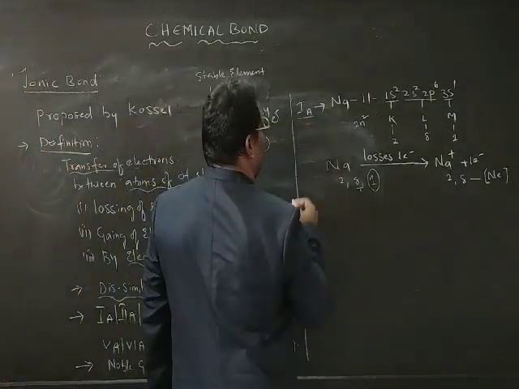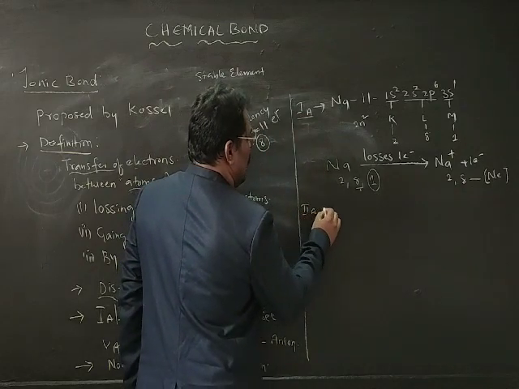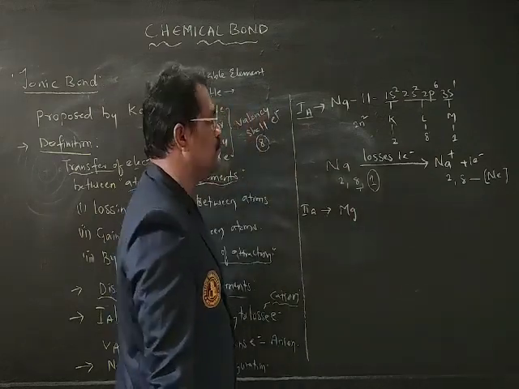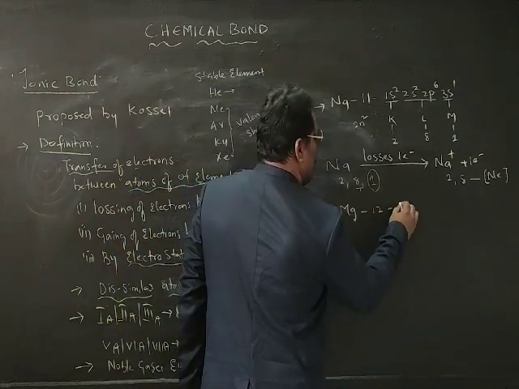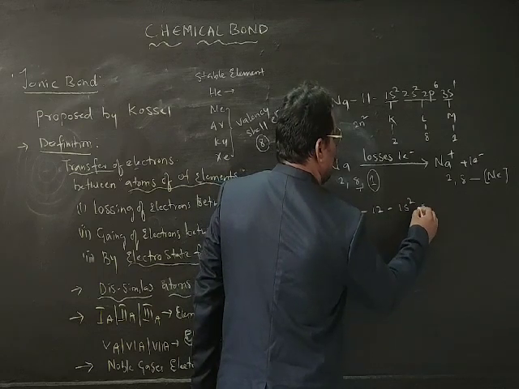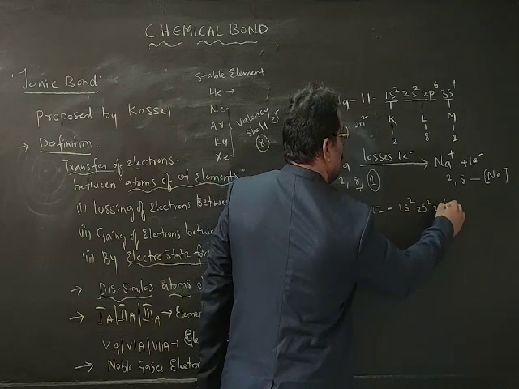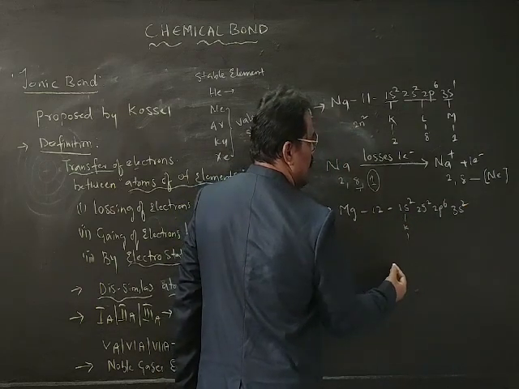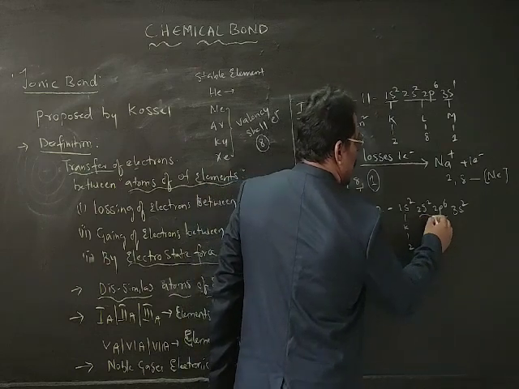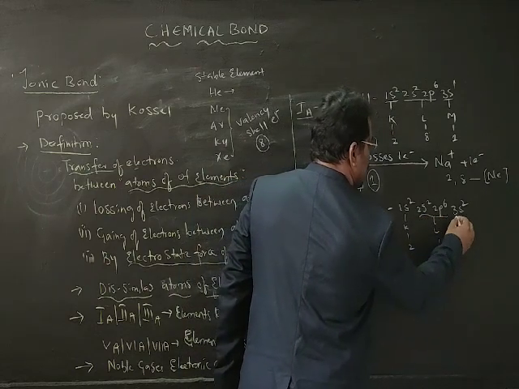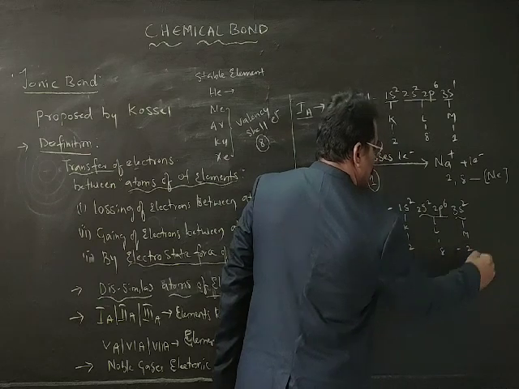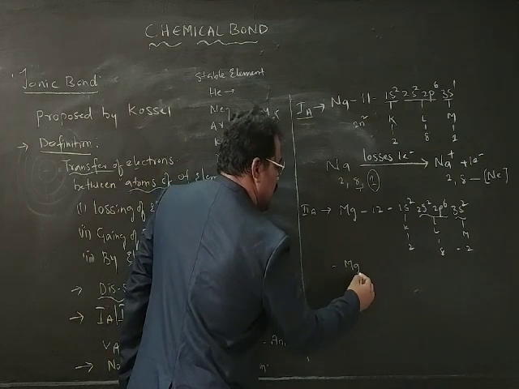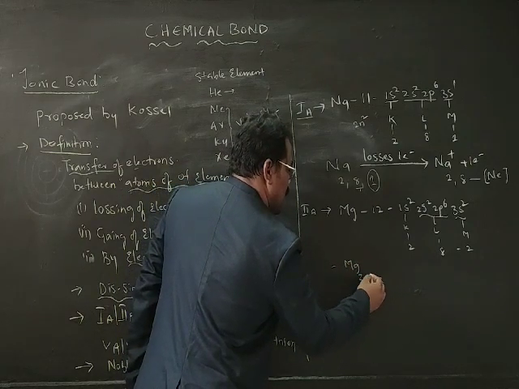Next example. This was the first A group element. The second A group element is magnesium. Magnesium's atomic number is 12. Electronic configuration is 1s2, 2s2, 2p6, 3s2. The first shell, K shell, has 2 electrons. The L shell has 8 electrons. The M shell has 2 electrons. Therefore, the electronic configuration of magnesium is 2, 8, 2.